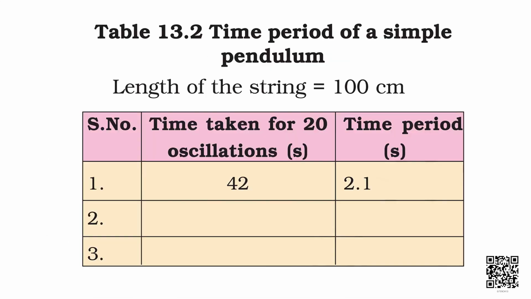So, in table 13.2, the first observation is as follows. The time taken for 20 oscillations is 42 seconds. Hence, the time period will be 42 divided by 20, that is 2.1 seconds. Similarly students, you have to take several readings and then note down the time period of your pendulum.